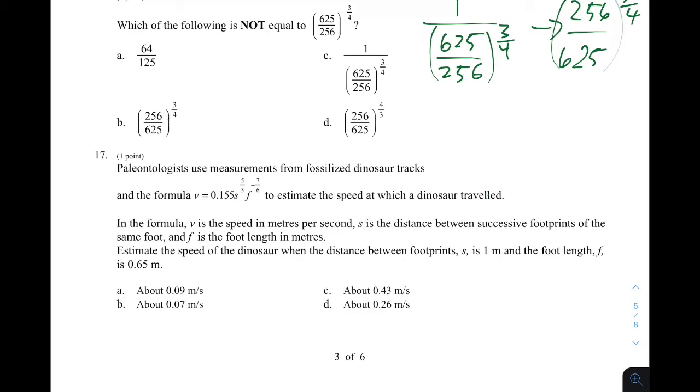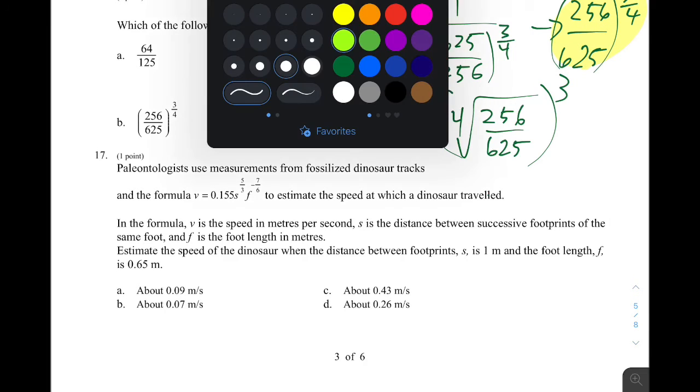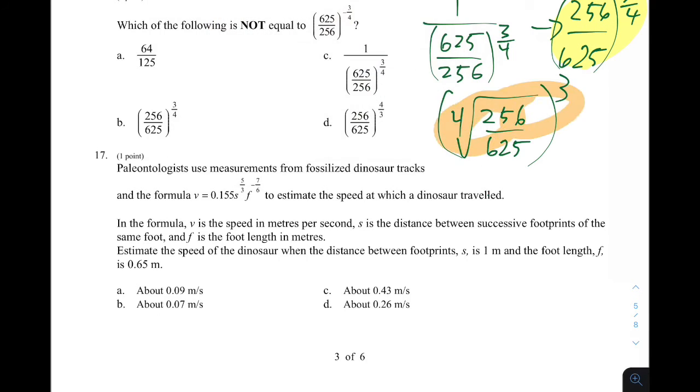So we could write the same thing. So 256 over 625 to the 3/4. We could also write that in another way. We could write it as the 4th root of 256 over 625, and all of that cubed. So this, and pick a different color here, this both mean the same thing.